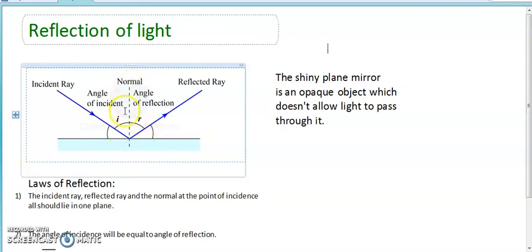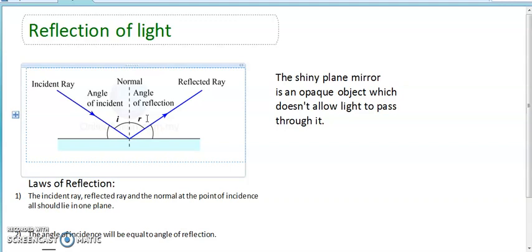Okay, from the normal to the incident ray, whatever the angle is, we call it the angle of incidence. And from the normal to the reflected ray, whatever the angle is, we call it the angle of reflection. We represent the angle of incidence with i and the angle of reflection with r. So this is the reflection of light.